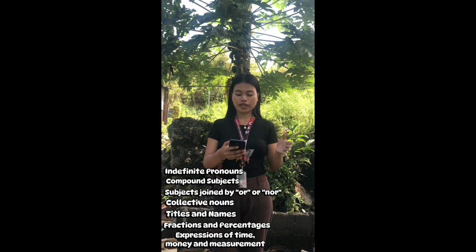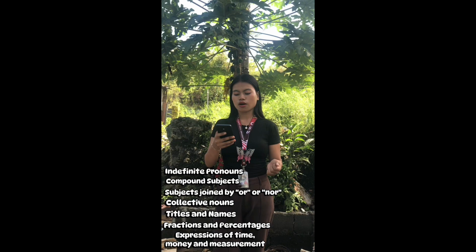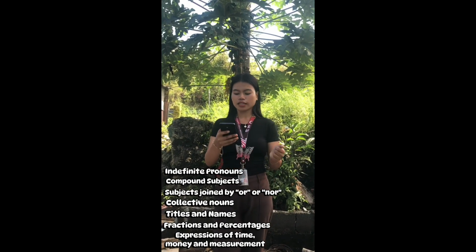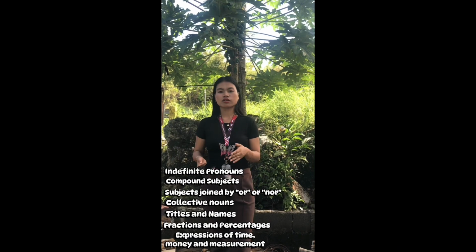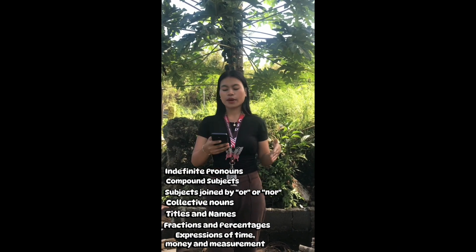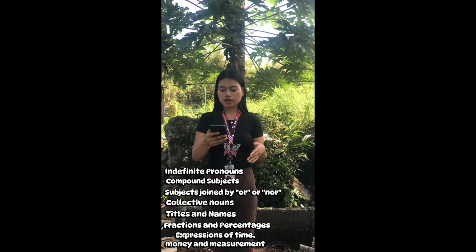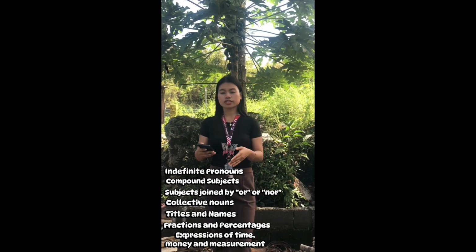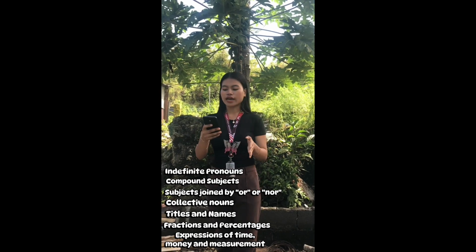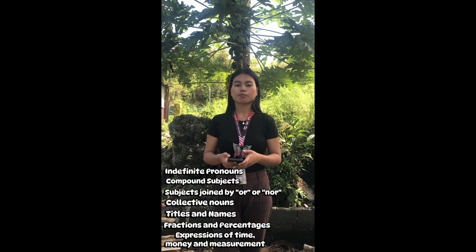So the last one is expression of time, money, and measurement. So when the subject is a unit of time, money, and measurement, it often takes a singular verb. For example, $5 is a high price for that item. And another example is 10 years is a long time. So that is what expression of time, money, and measurement.